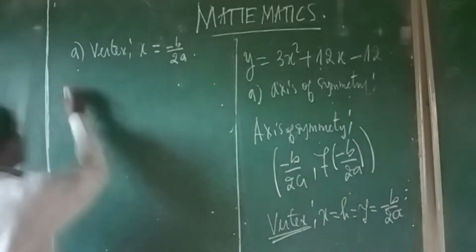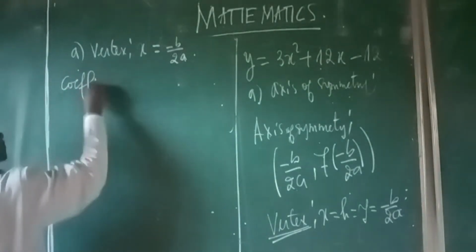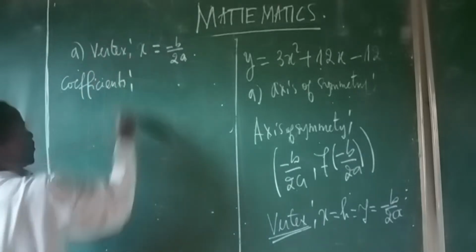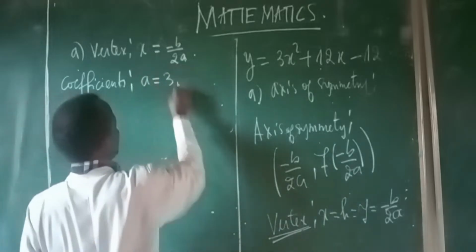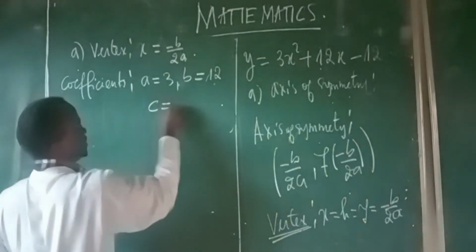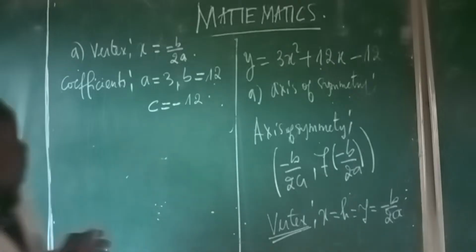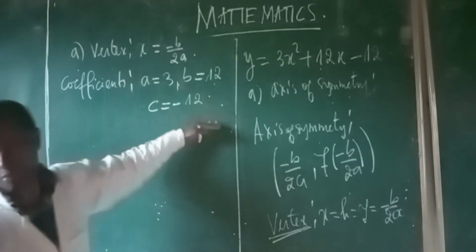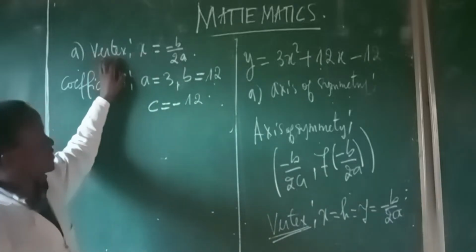So now we have that quadratic, we have what we call coefficients, which are: a is 3, b is 12, and c is equal to minus 12. Understandable? So now we are going to use these coefficients. You see, we have 3 coefficients for finding a vertex, right?